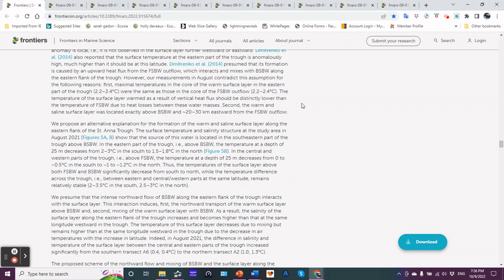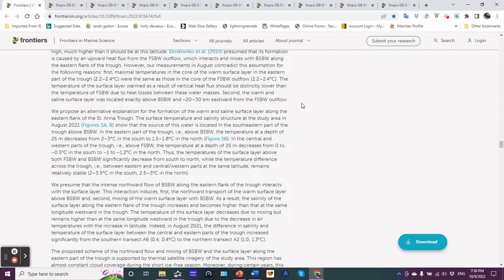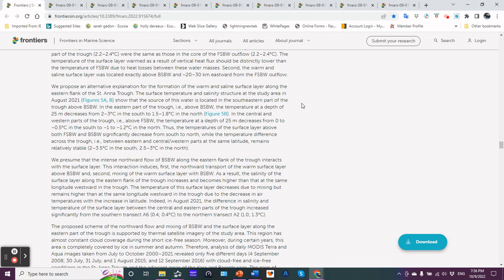Second, the warm and saline surface layer was located exactly above the BSBW and about 20 to 30 kilometers eastward from the FSBW outflow. We propose an alternative explanation for the formation of the warm saline surface layer along the eastern flank of the St. Anna Trough. The surface temperature and salinity structure show that the source of this water is located in the southeastern part of the trough above the BSBW. The temperature in the eastern part of the trough above BSBW, at a depth of 25 meters, decreases from 2 to 3 C in the south to 1.5 to 1.8 C in the north.